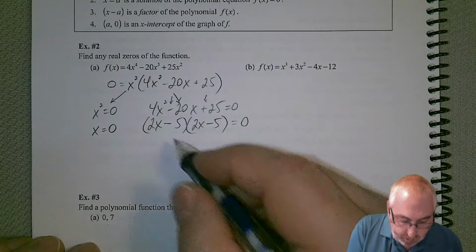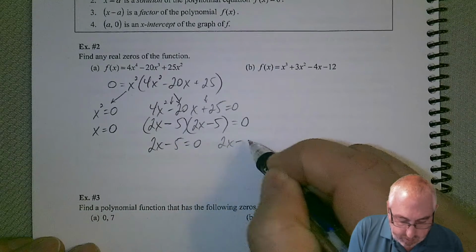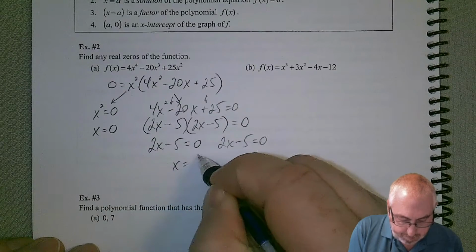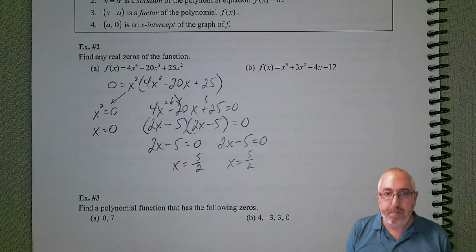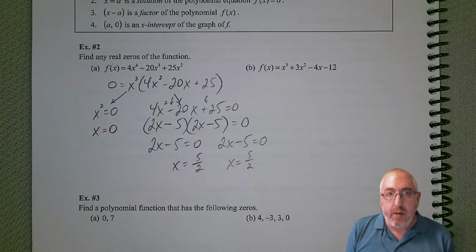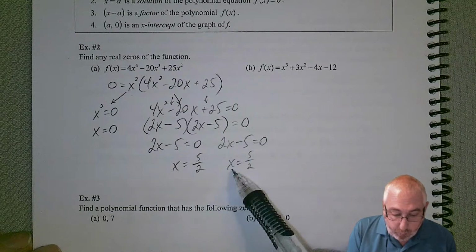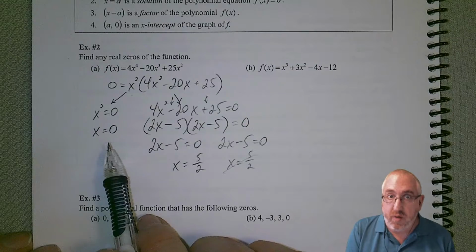So now to finish this one off, we can set each of these equal to 0, but it's redundant to do it twice. And so we do get x equals 5/2 for both of those. So now, since these are the same, we really don't need to write them both. But in this case, we have two zeros to this function.